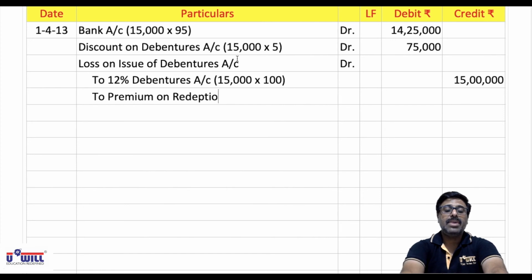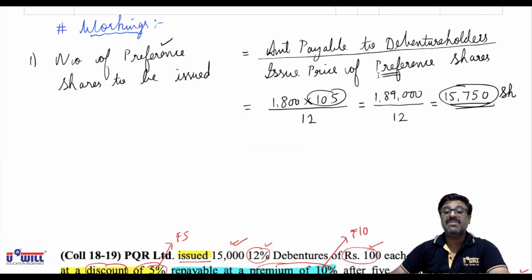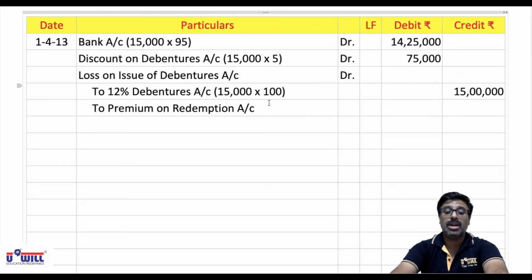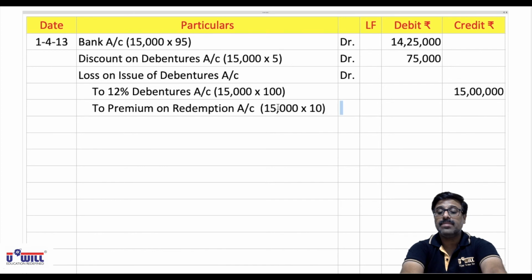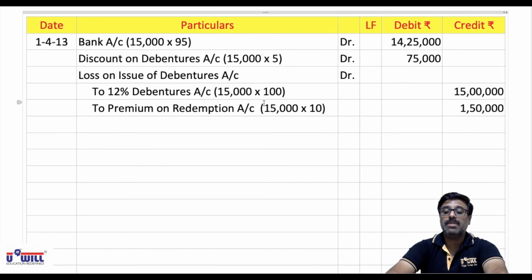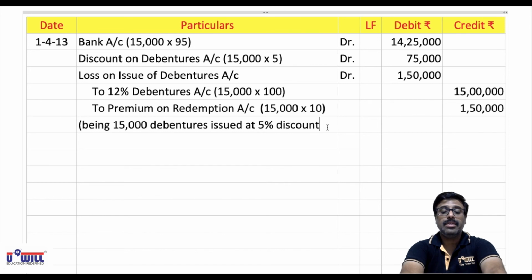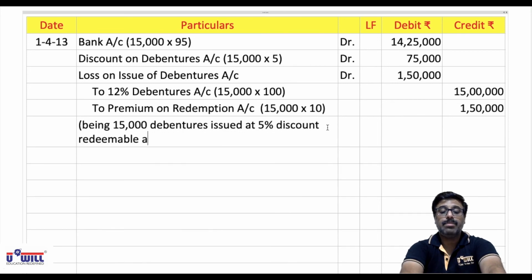Okay, premium is payable, credit the payable, so the premium on redemption account. How much premium is payable on the same 15,000 debentures? 10 rupees of premium. So this loss on issue to premium on redemption will be done with what amount? 15,000 into 10, that is 1,50,000. Loss on issue to premium on redemption will pass with 1,50,000. Being 15,000 debentures issued at 5% discount, redeemable at 10% premium.